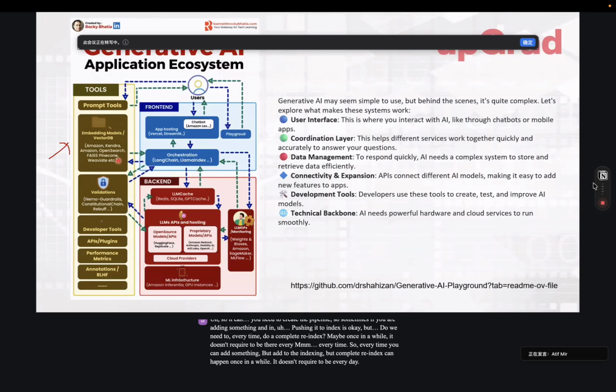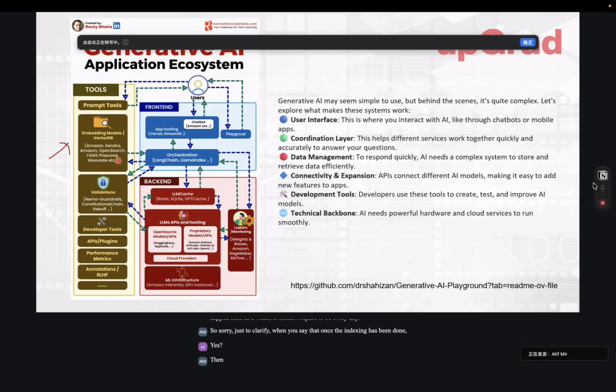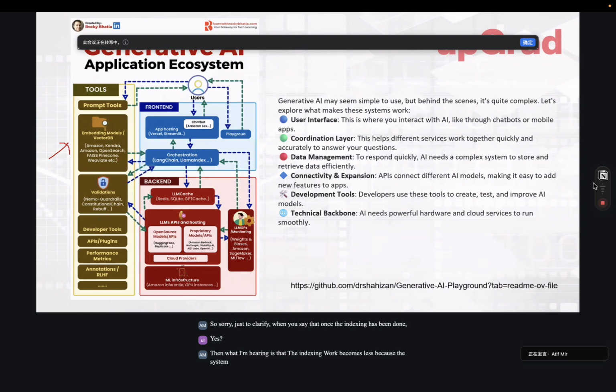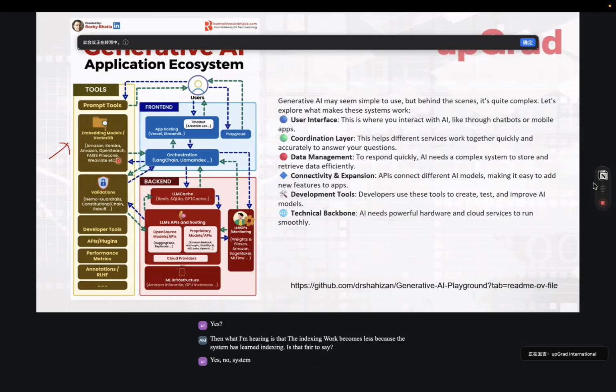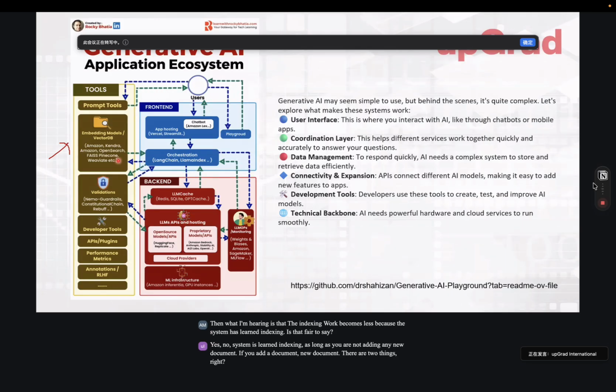Sorry, just to clarify, when you say that once the indexing has been done, what I'm hearing is that the indexing work becomes less because the system has learned indexing. Is that fair to say? Yes, the system has learned the indexing as long as you are not adding any new document. If you add a new document, there are two things, right? Are you changing the entire index every time?